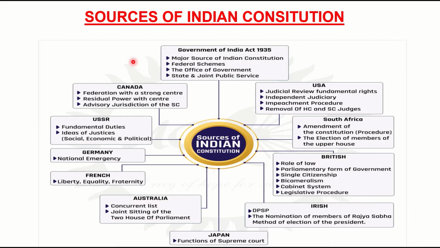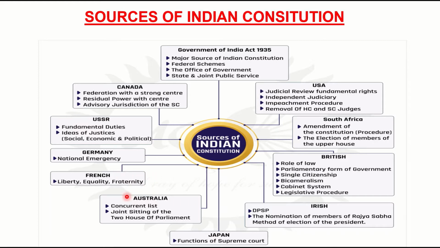Now here you can see I have explained the sources of the Indian Constitution. It means the different points we adopted in our Constitution from different countries. From Canada, advisory jurisdiction of the Supreme Court. From USSR, fundamental duties and the ideas of justice on the basis of social, economic and political. From Germany, national emergency. From France, liberty, equality and fraternity.